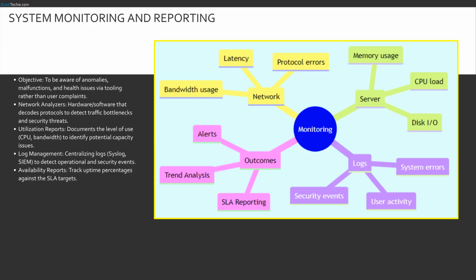If an auditor asks, "How do you know the server is up?" the answer should be an automated availability report, not because nobody called to complain. This mind map breaks down the monitoring ecosystem.